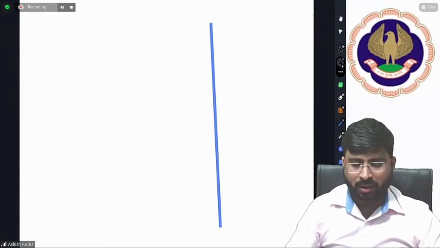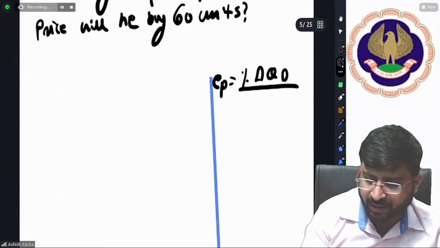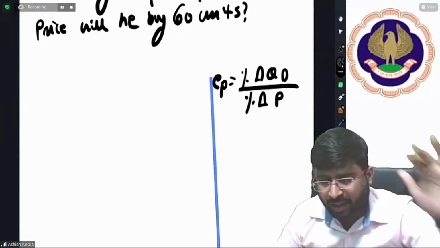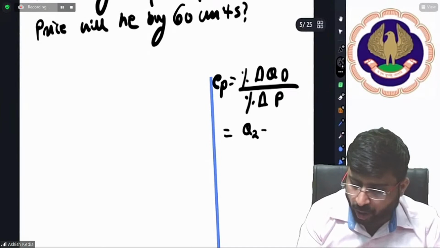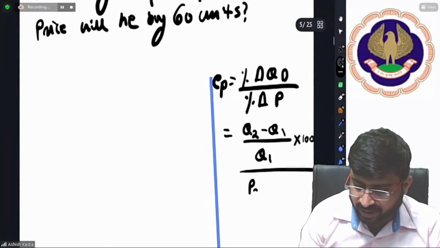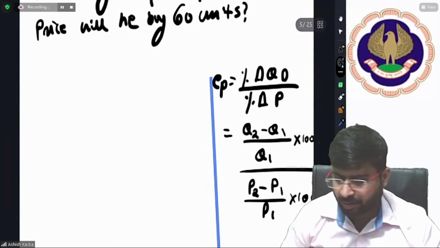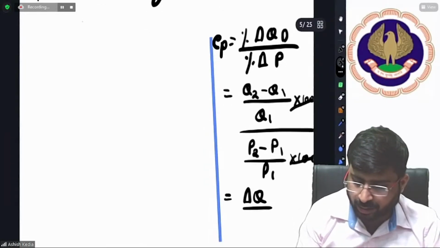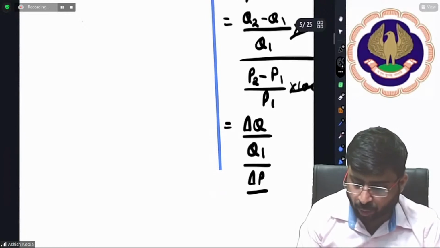All of us know that we do percentage change in quantity demanded by percentage change in price. We learned this, right? Now I will write a new formula from this formula only. Percentage change in quantity demanded is calculated as new quantity minus original quantity by original quantity into 100, divided by percentage change in price, which is new price minus old price by old price into 100. Now 100 gone. So Q2 minus Q1 is the change in quantity, by Q1, the original quantity, divided by P2 minus P1, the change in price, by P1, the original price.